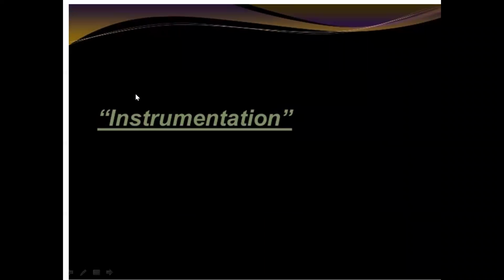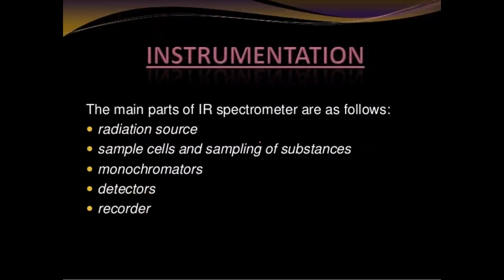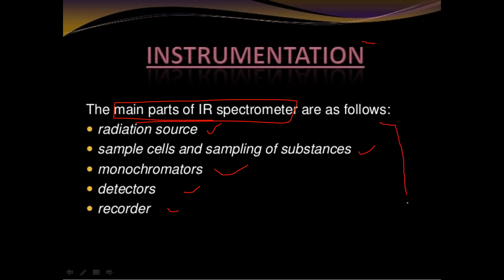So welcome to all of you, and today we are going to discuss the instrumentation of IR spectrometer. You can see this instrumentation. First, we will discuss the main parts of IR spectrometer. The main parts will be the radiation source, the sample cell or sampling of substances, the monochromator detector, and finally the recorder. These parts we will discuss step by step.